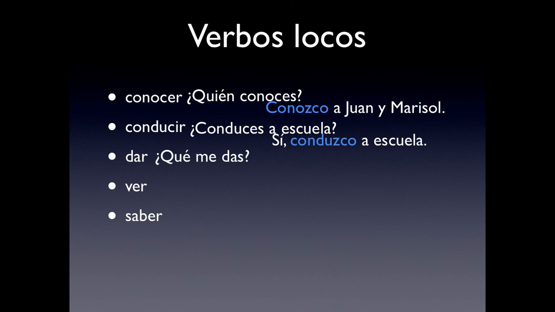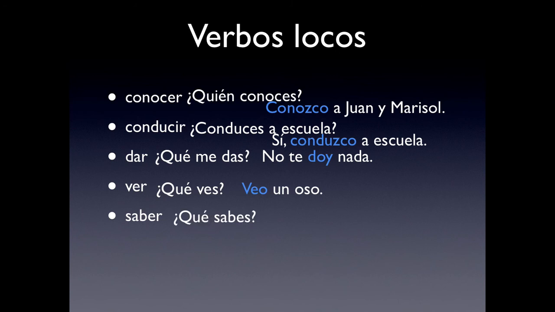¿Qué me das? What are you going to give me? No te doy nada. I'm not giving you anything. Notice that dar goes to DOY, which is sort of a weird thing because dar is regular in every other form. ¿Qué ves? What do you see? Veo un oso. I see a bear. ¿Qué sabes? No sé nada. What do you know? I don't know anything. So notice again that the other forms of these are regular. It's the yo form that has something funky about it, and then you just need to memorize that.